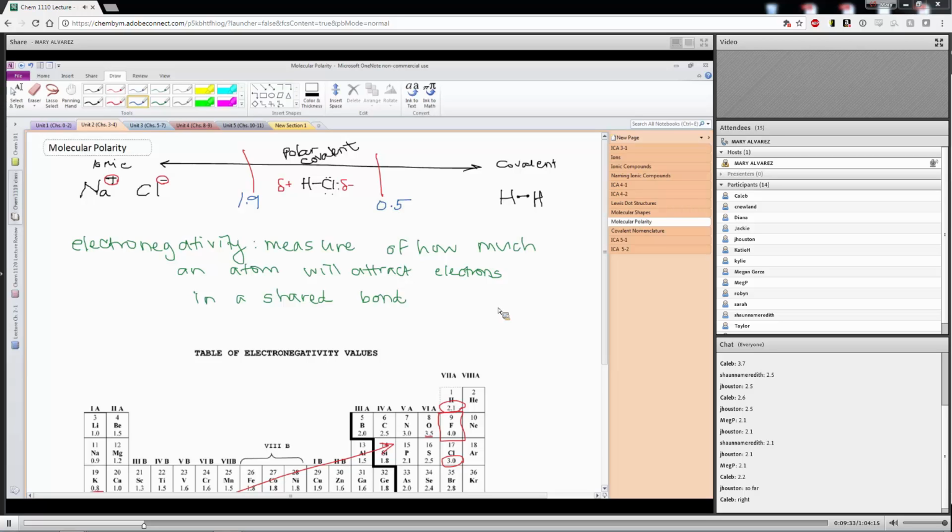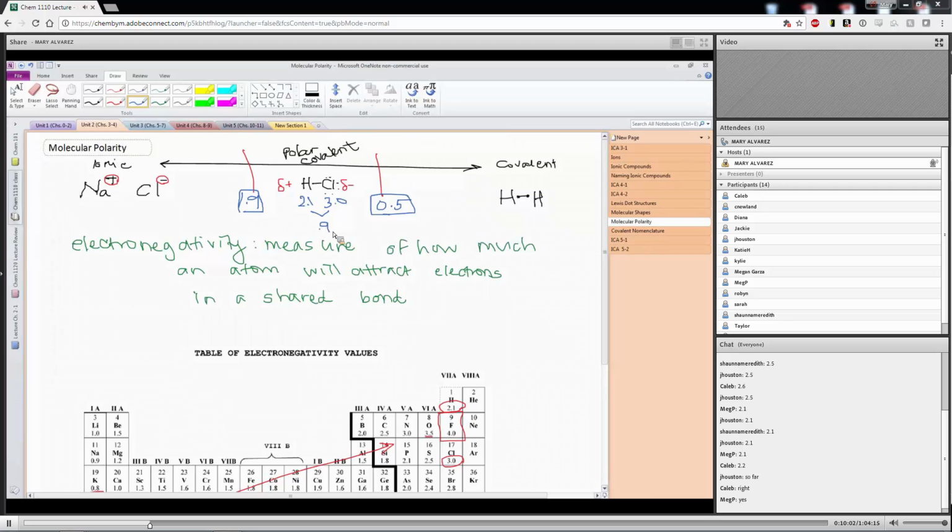You guys following me here? These numbers are the differences in electronegativity values between the two things that are bonding. So if H was 2.1 and chlorine was 3.0, we take the bigger, we subtract the smaller, and we find that the difference here is 0.9, and that's definitely in between 0.5 and 1.9. So we know that it's polar.